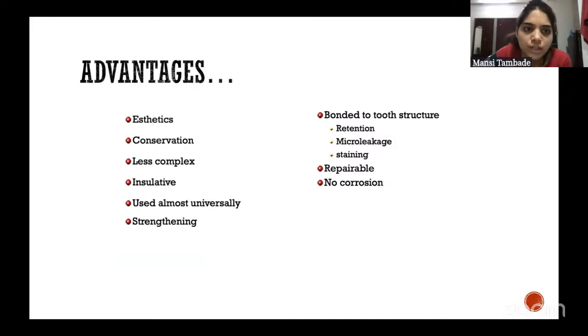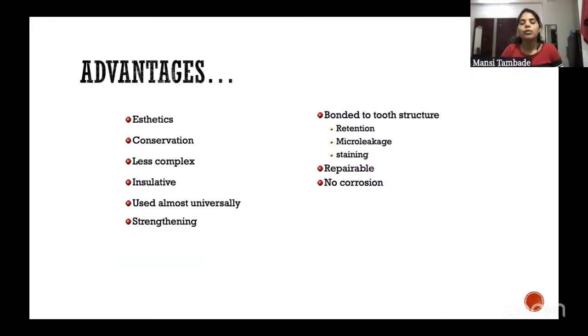The advantages are, obviously it will give you aesthetics because it is a tooth colored material specifically. It is definitely going to match with your tooth structure. Then it will conserve the tooth structure. It is less complex, and it definitely has fewer chances of micro leakage and all, which were the drawbacks in the case of amalgam and all other restorations. It's used almost universally. See, this is very important as it is very much trending all over the world. Most of the people are using this as their major restorative material.